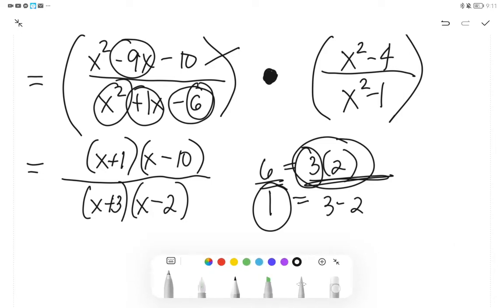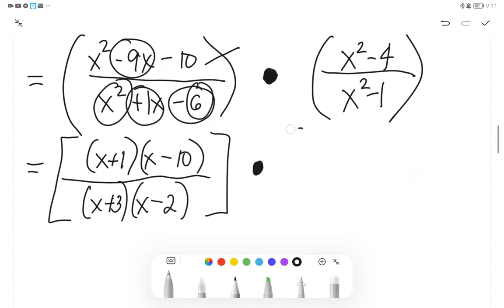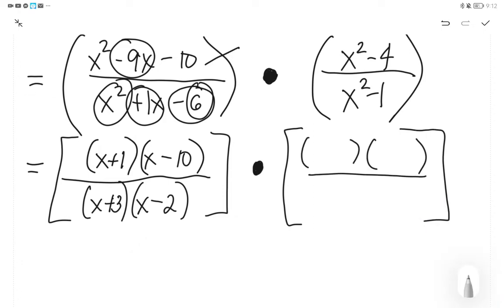Okay, now let's proceed to our divisor. Let's not forget the bracket and the multiplication symbol. Okay, now let's factor first the numerator of our divisor. x squared, that is x times x. Now, since the sign in our binomial, in the numerator of the divisor, is negative, its factors are positive and negative.